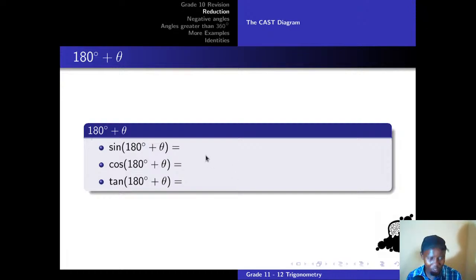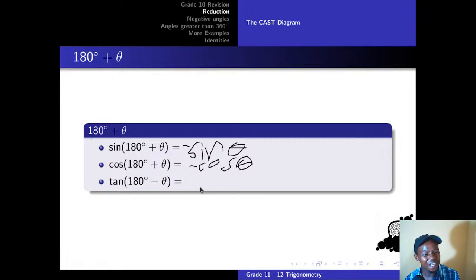A cos of 180 degrees plus theta will give us a negative cos of theta. Then lastly, a tan of 180 degrees plus theta will give us a positive tan of theta.